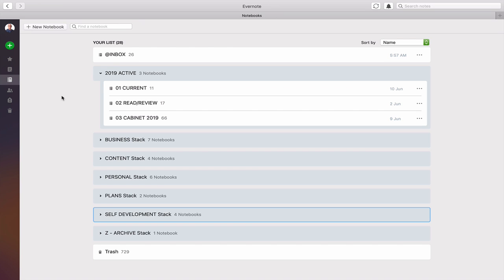As I read review is simply for the articles that I want to read, but there's no time pressure on them, and the cabinet is acting really like an old-fashioned filing cabinet because everything is organized by tag. But essentially that's the new notebook structure that I'm playing with.